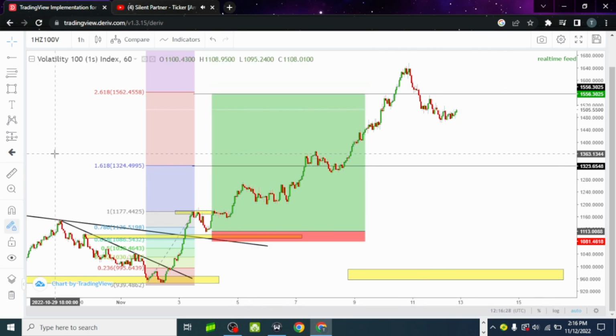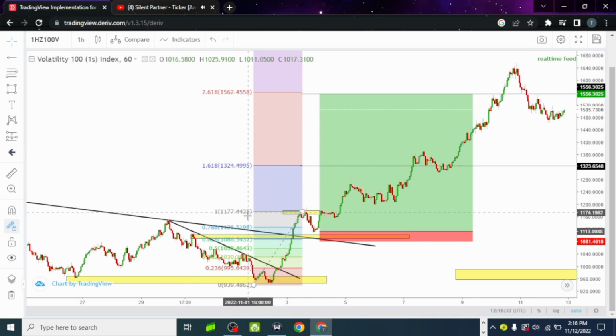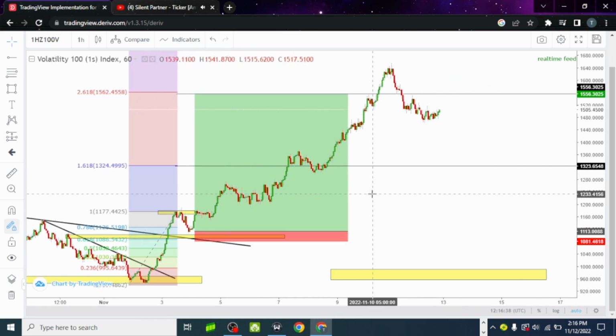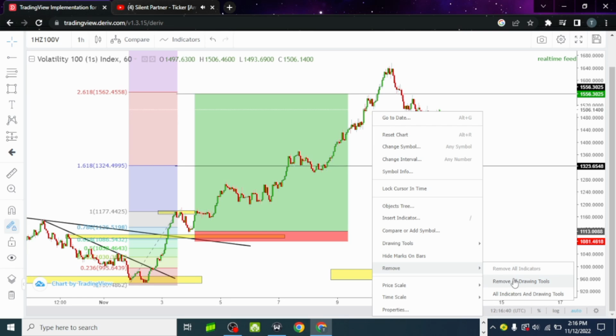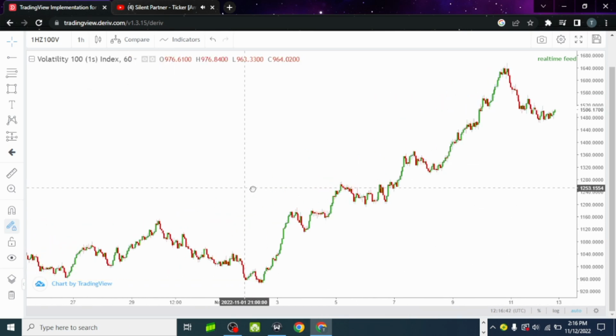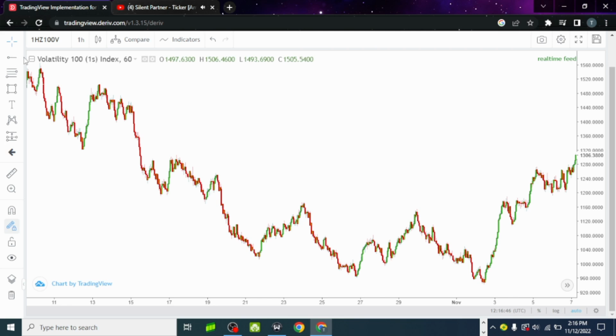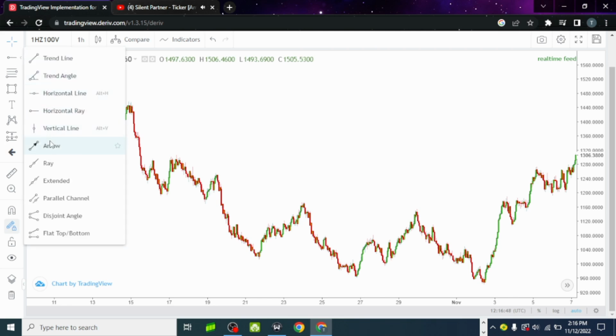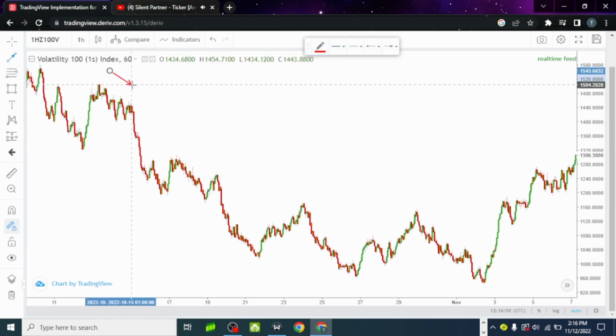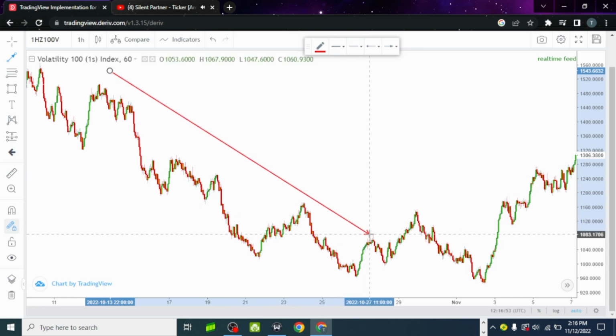So let me delete all these objects here. We've explained the entry that we took on the previous trade, and now I need to explain some mistakes that are made by a lot of traders. So I need to erase all these drawing tools here, and I need to explain something. You see here we've got an extension to this downside here. A lot of people make mistakes on that one. You see, we've got an extension to this downside.